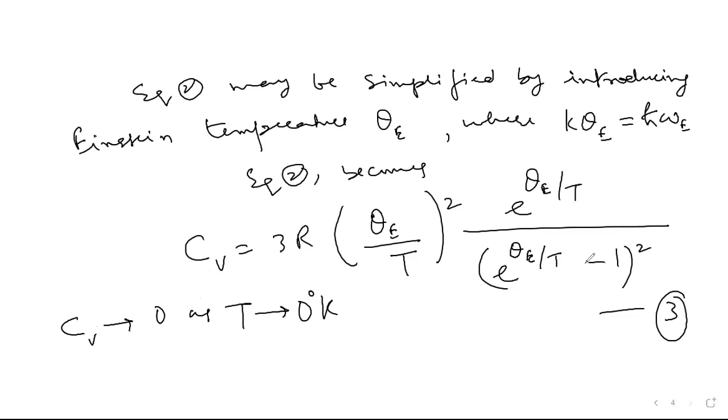Then what is the issue? The issue is, although the fact that Cv approaches 0 as T approaches 0 Kelvin agrees with experiment, the manner in which this is approached is not. Cv approaches 0 exponentially according to equation 3 of Einstein's model, while experiments show that Cv approaches 0 as T cube.